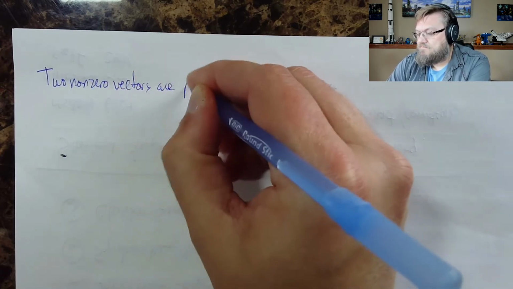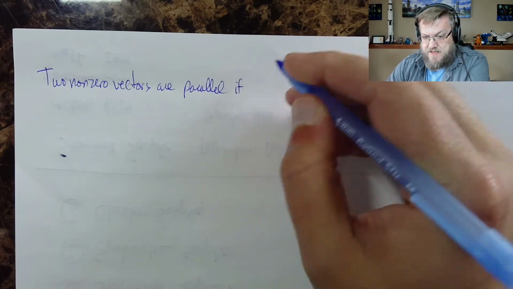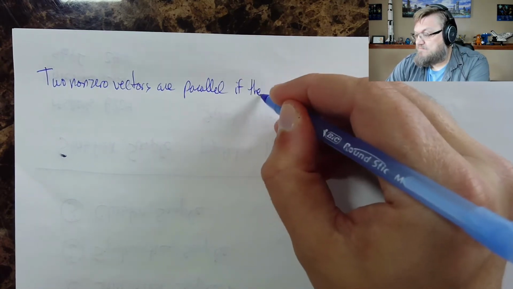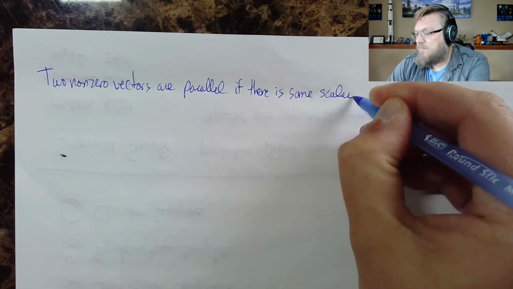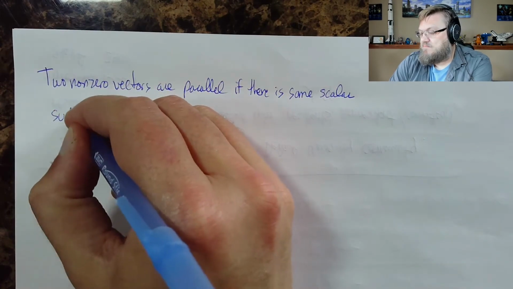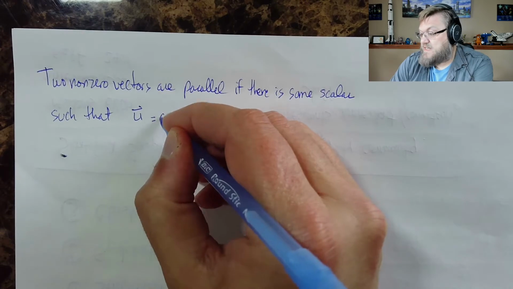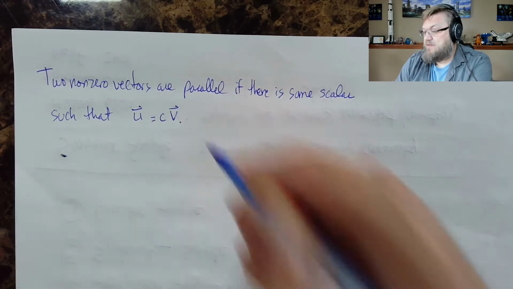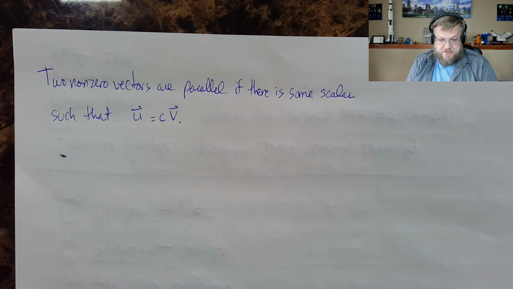are parallel if there is some scalar between them, right? Such that the one vector u is some c times the other vector v. Okay, so if you can find that c, then you know they're parallel vectors.